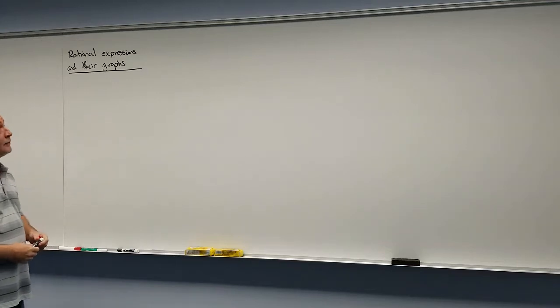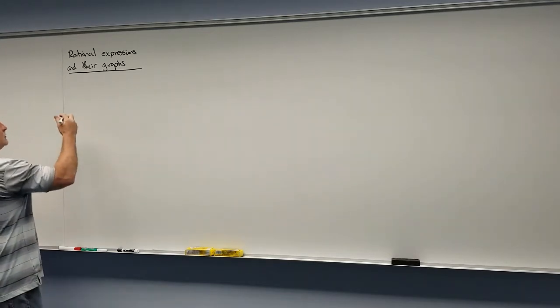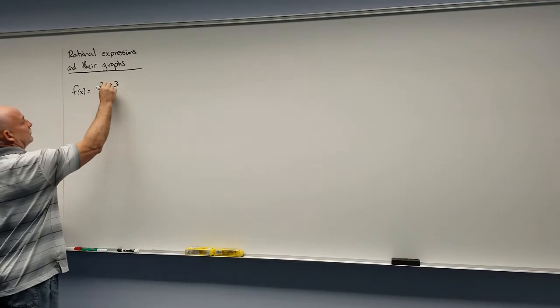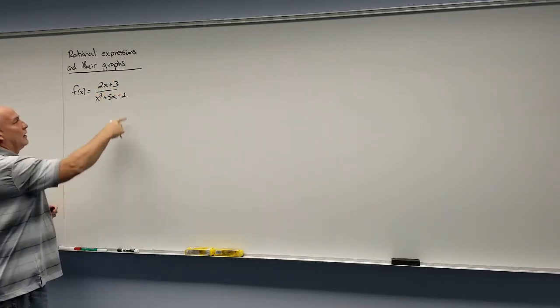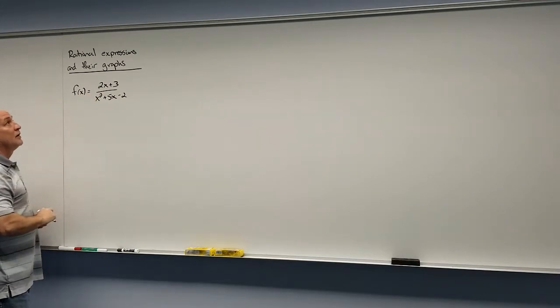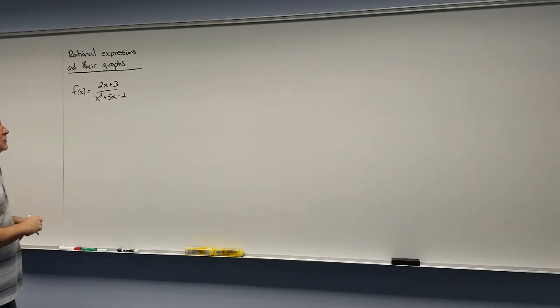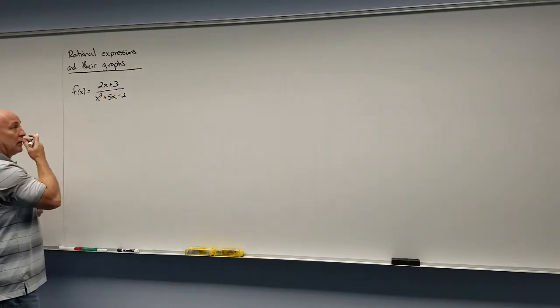Let's take a look at rational expressions and their graph. Now remember, rational expressions are functions that look like this, kind of like 2x plus 3 over, I don't know, x squared plus 5x minus 2. Generally it's a fraction where we have variables in the denominator. Well, there's a few things that we want to cover before we can do this.